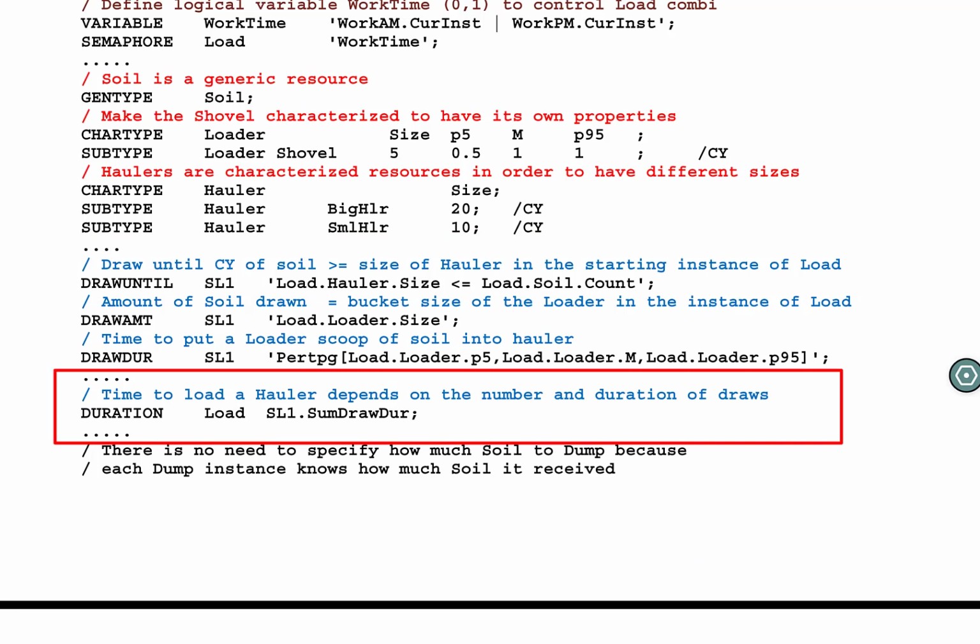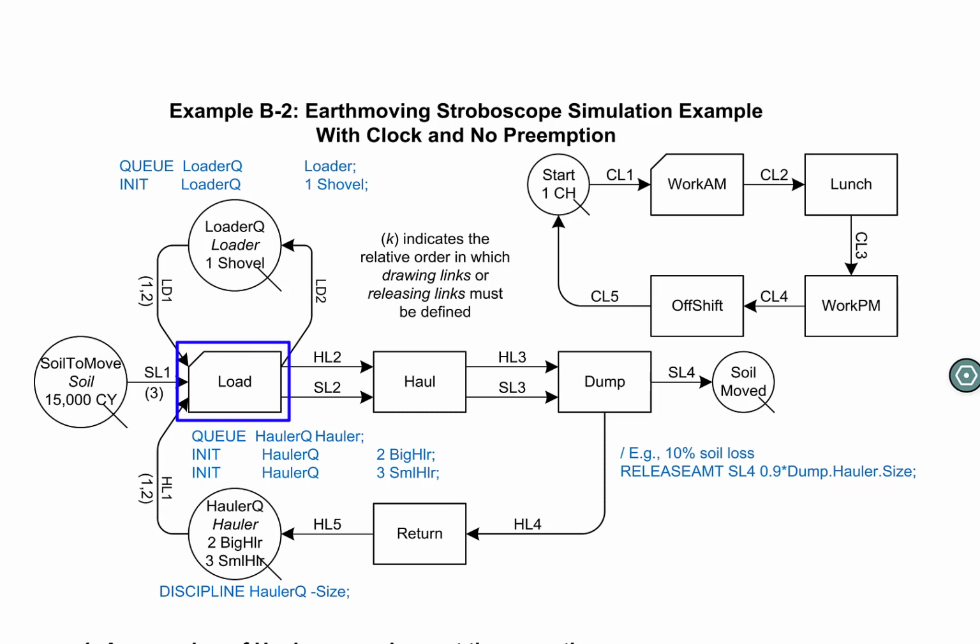When the drawing process is complete, then the new instance of activity load will determine its duration. The formula that determines the duration for activity load is SL1.sum draw duration. That formula returns the sum of the 4 random variables that were sampled by link SL1 each time it drew 5 cubic yards from the preceding queue. No other activity can start until the first instance of activity load terminates.